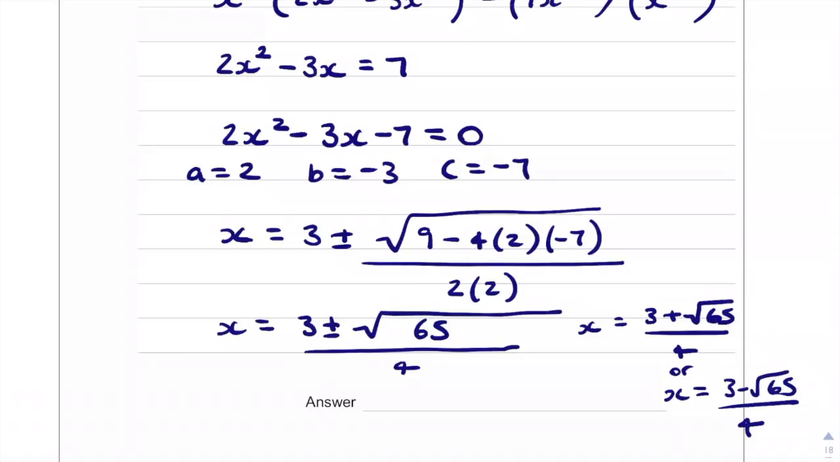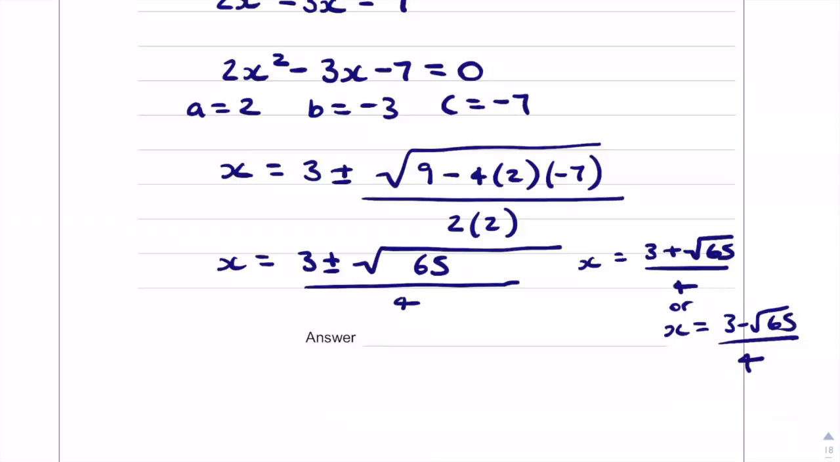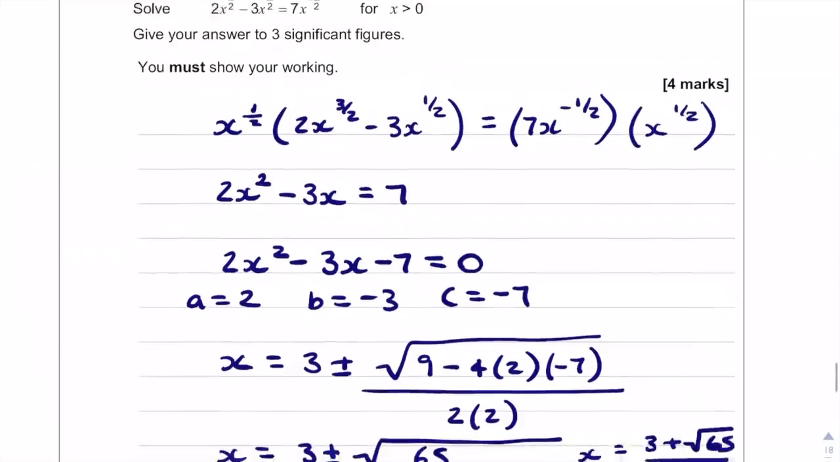So if I type in those values on my calculator, the first answer is positive and the second answer is negative, okay? And I'm told in the question that we want only x values that are greater than 0, so we only want positive x values. So therefore, we're only going to have our first answer, which is equal to 3 significant figures. So x will equal 3 plus root 65 over 4 to 3 significant figures is 2.77. And that's question 17.